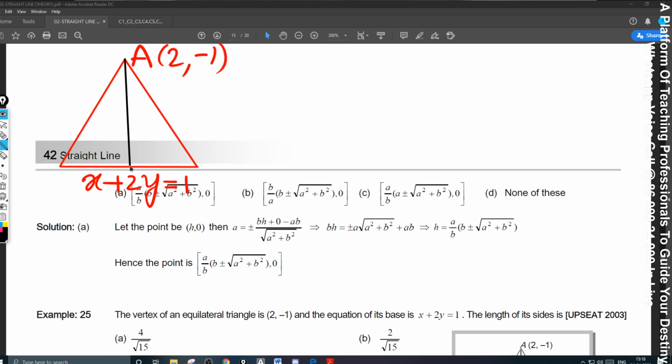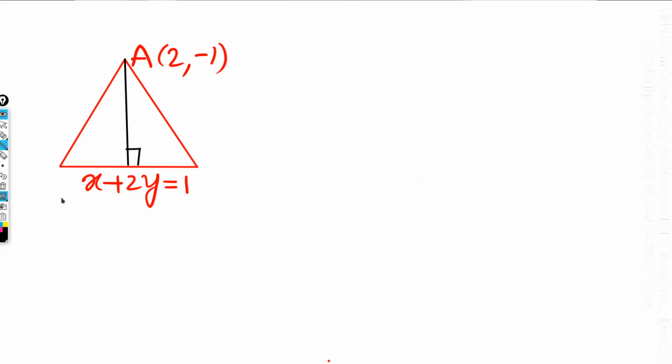In an equilateral triangle, as you know, all the centers will coincide: centroid, circumcenter, incenter, orthocenter. This is a perpendicular now. Now I need the distance here. Let me say the length of the side be A, and let P be the perpendicular distance. And as you know, in an equilateral triangle, the angle is 60 degrees.